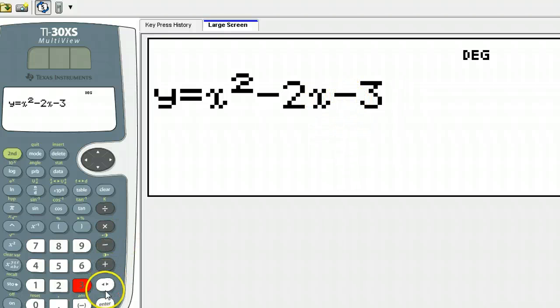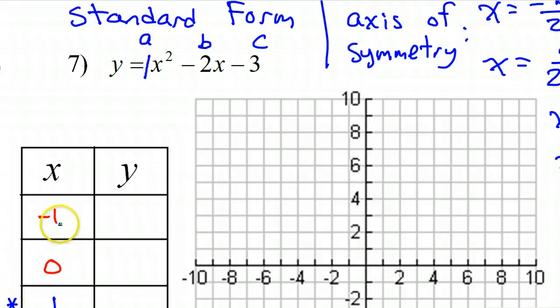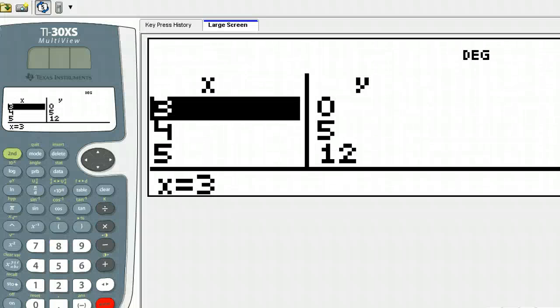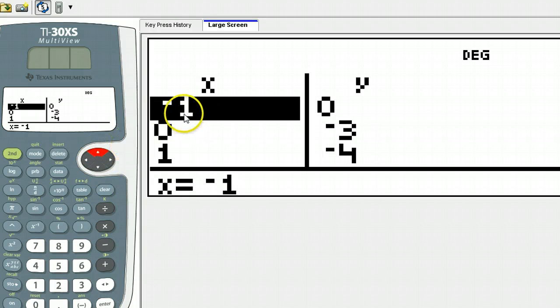I find hitting enter 5 times gets you to the table. 1, 2, 3, 4, 5. We want our table to start at an x value of -1. So let's scroll to an x value of -1. Now the y values are 0, -3, -4.